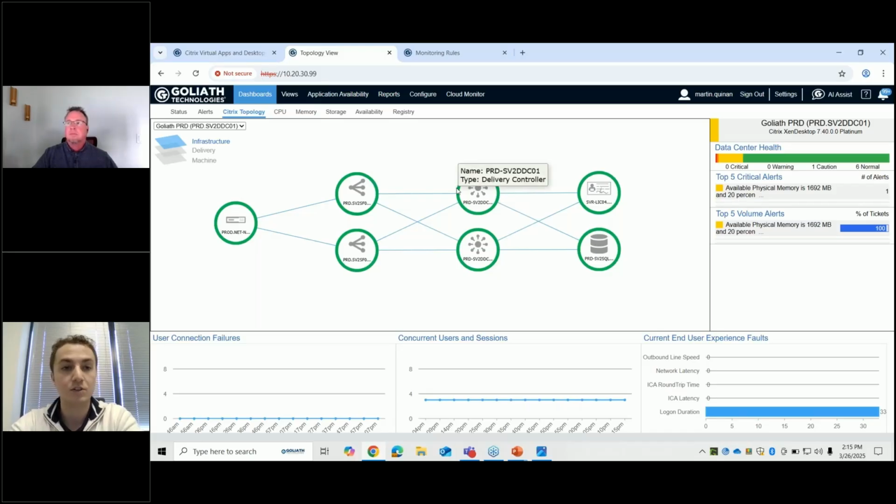The reason I show this to you as we're getting into the health check module is because Goliath by default looks for events, conditions, and failure points, things that can impact user experience in real time, running out of resources, a service going down, etc. However, there's a number of back-end changes that are critical to have in place on your delivery infrastructure or your VDA session hosts at any time.